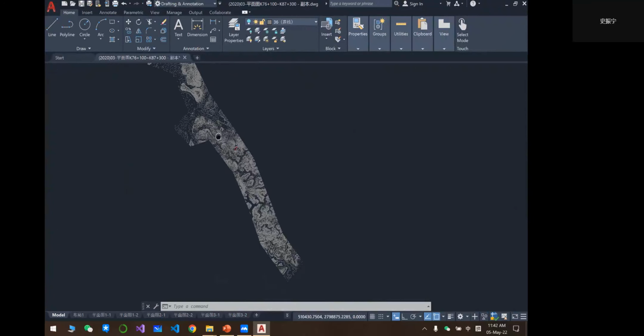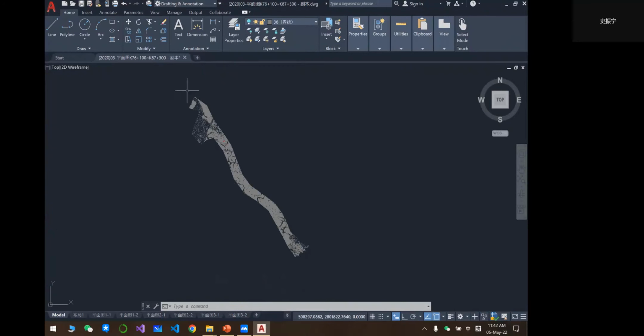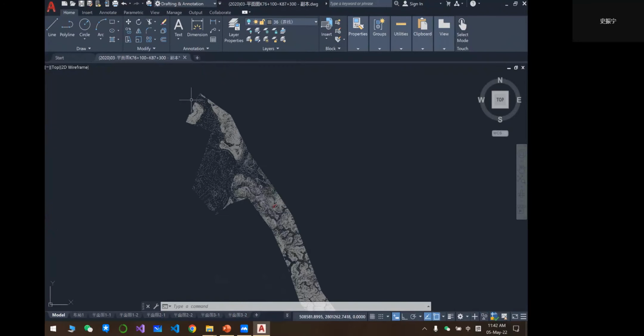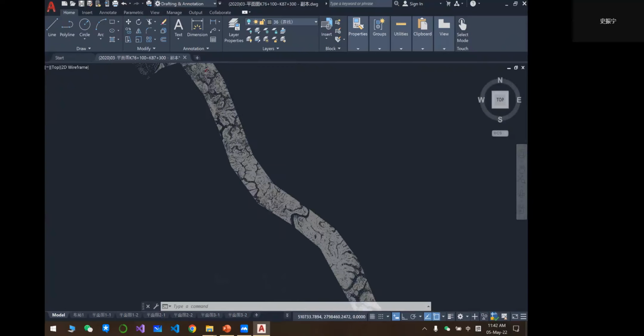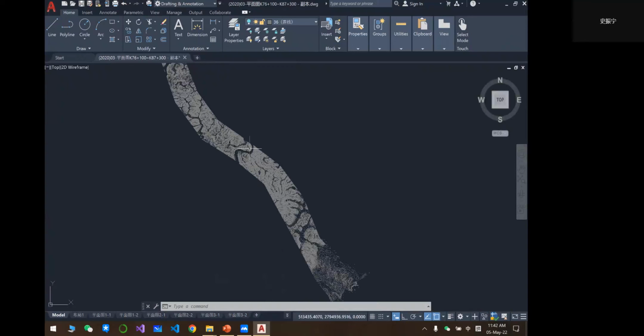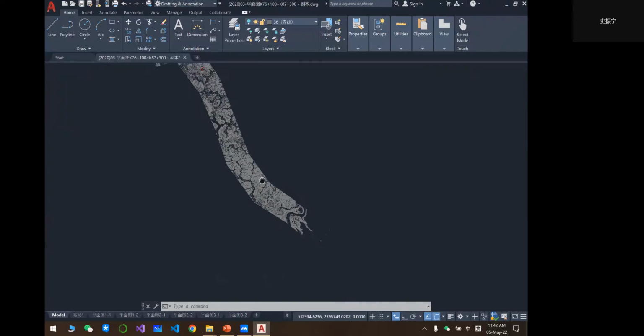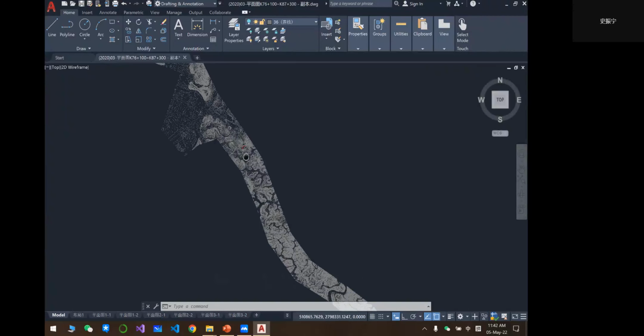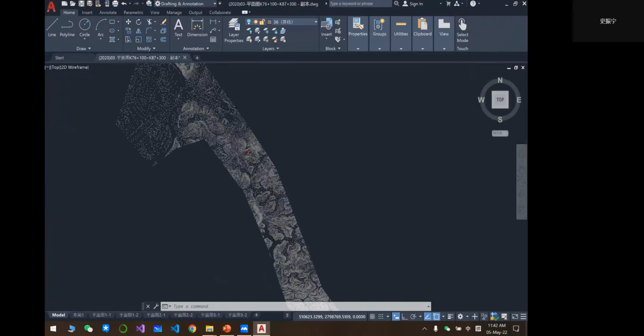For example, from this point is the start point. We want to build a road through this mountain, the river, the pond, and so on, and many graphics, many places. As you can see, this is like a river, and sometimes it may be a valley. It's a valley.